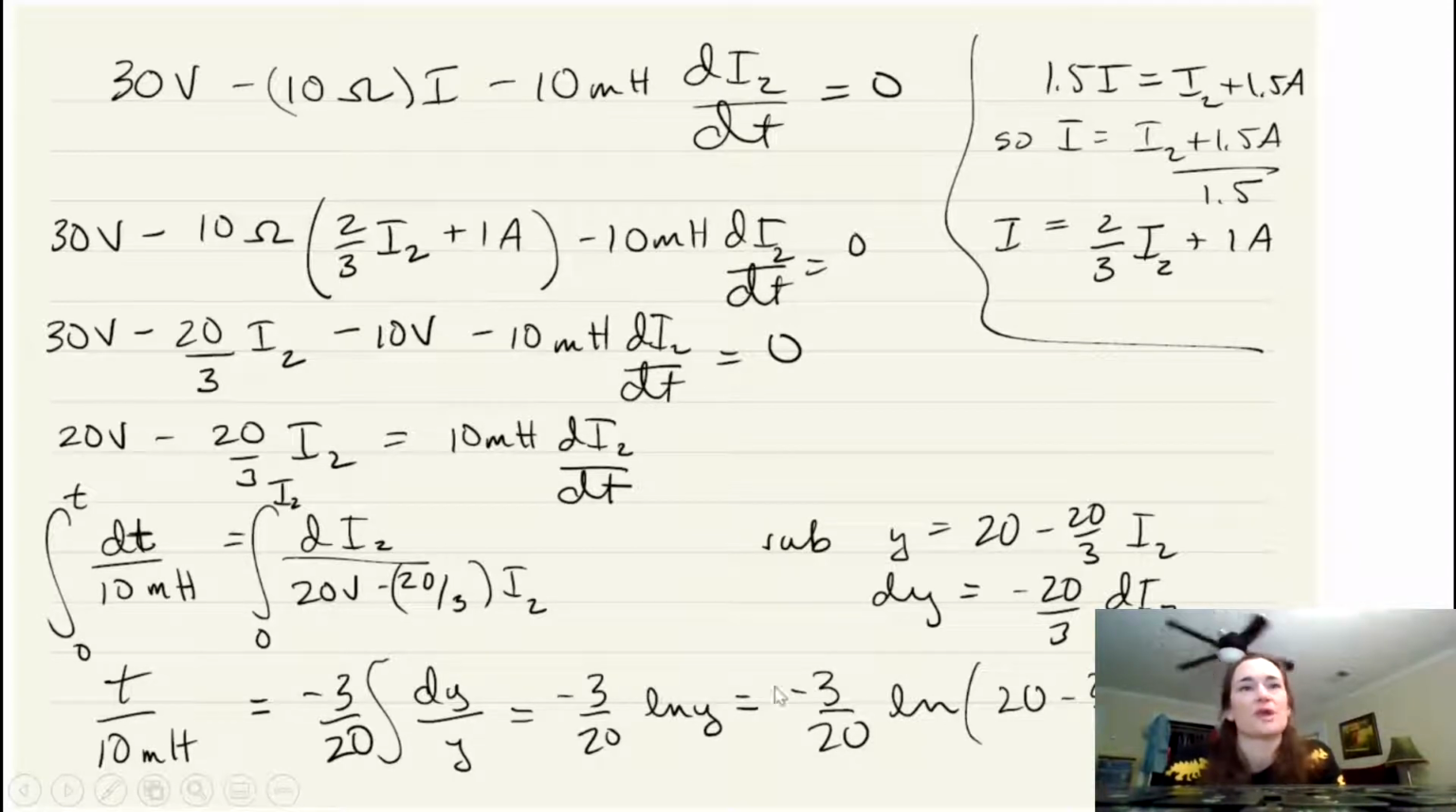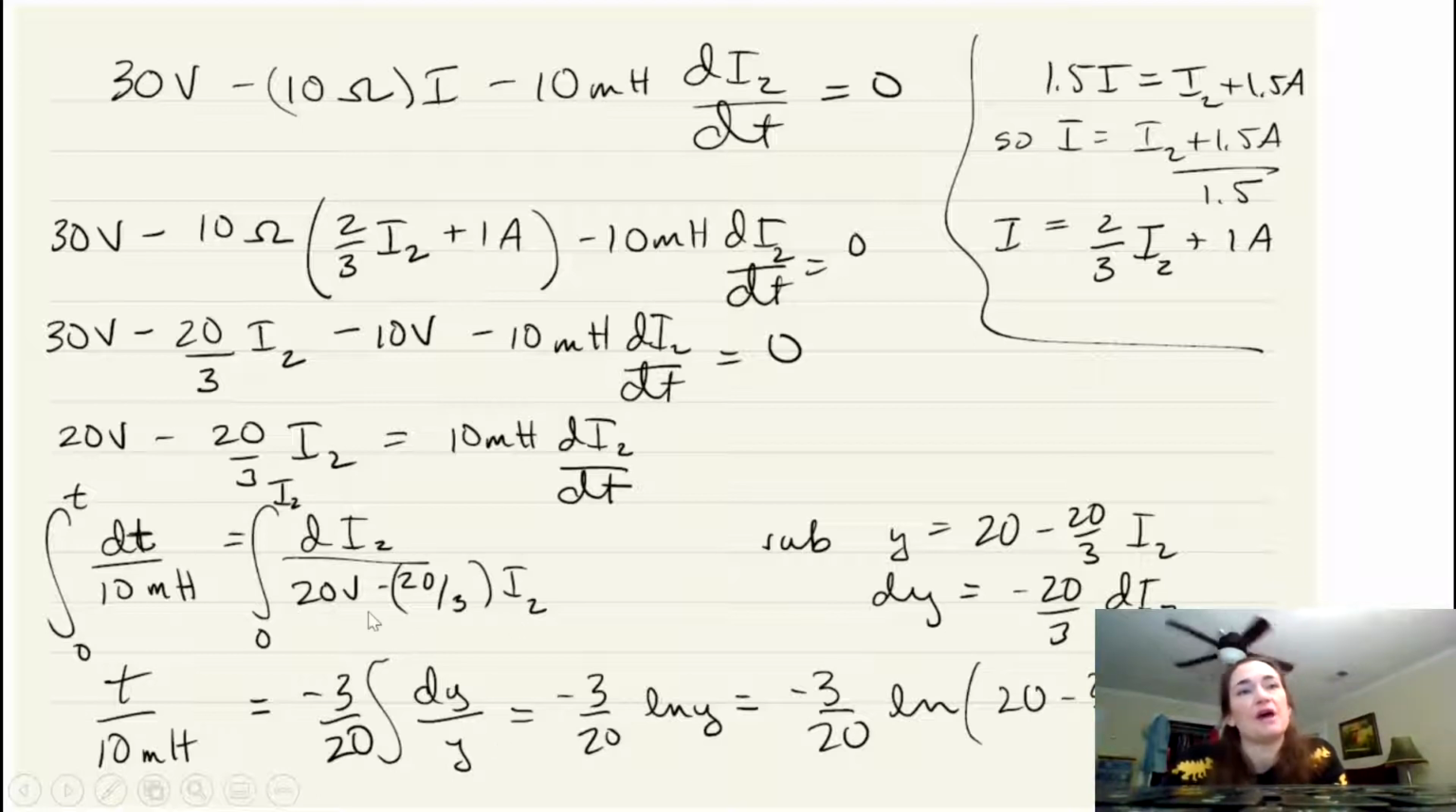So here we go. My substitution is, I want to make this so that I'm just integrating 1 over a variable. So I'm going to call this whole denominator y, some random choice. So y is equal to 20 volts minus 20/3 ohms times I2. Then dy would be minus 20/3 ohms times di2. That means di2 would be minus 3/20 inverse ohms times dy. So I plug that in for di2.